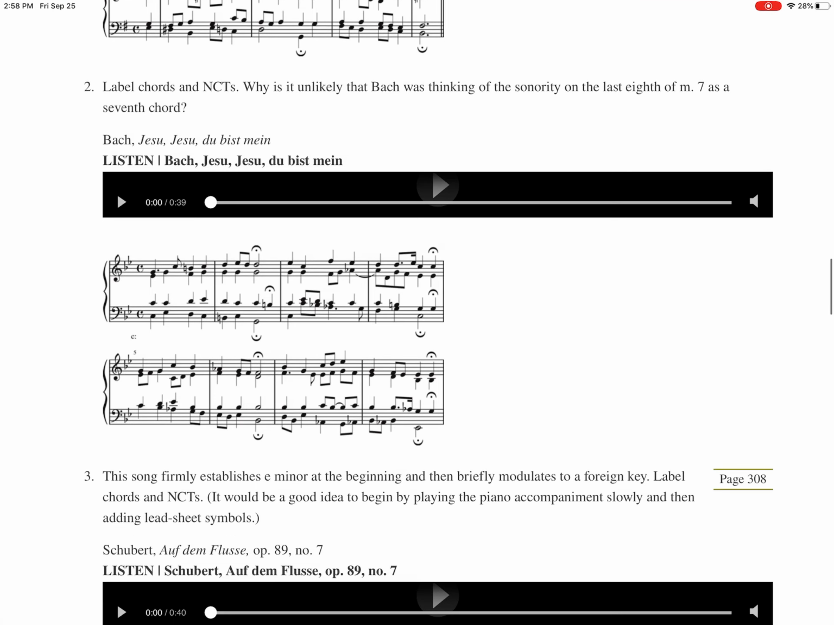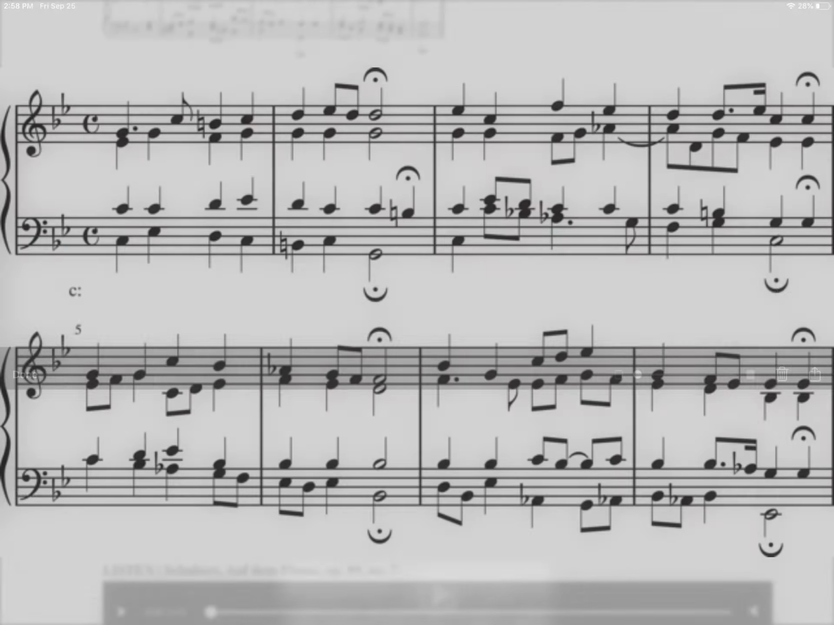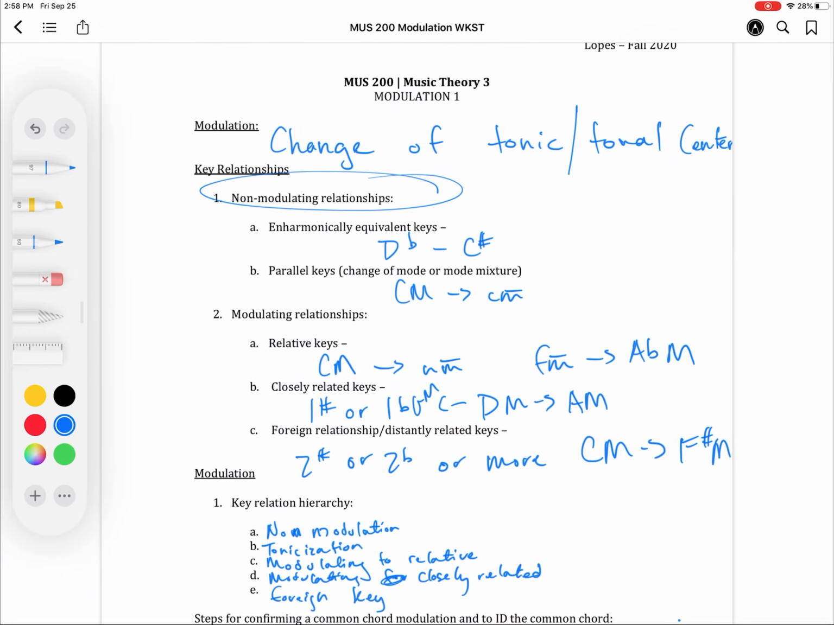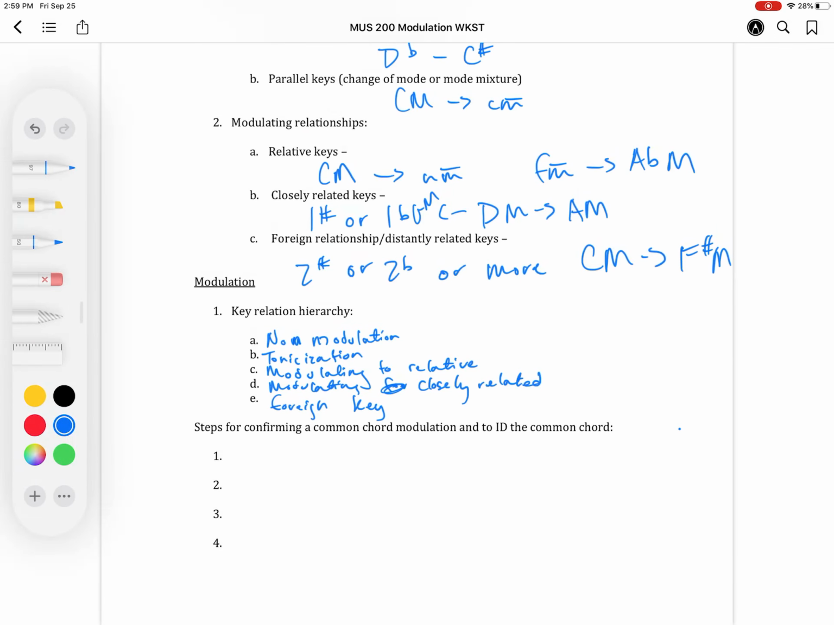And actually, I'm not going to look at any more examples in the book. I want to go over to this one, and I want to talk about this modulation. But first, let's go over to your worksheet, and let's just finish out what we had started over here. So, steps for confirming a common chord modulation.